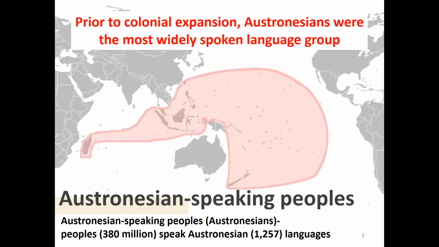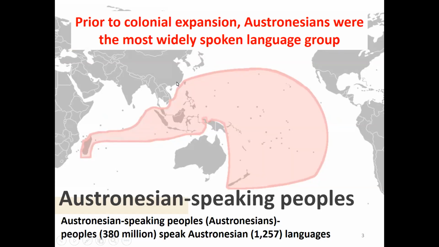Okay. And the first is, what is Austronesian? Prior to the colonial period, Austronesian was the most widely spoken language group. This figure shows the distribution of Austronesian-speaking people. They started from Madagascar, the Indian Ocean island on the west, to the east is Easter Island, or we would call Rapa Nui. The north limit of the language is from Taiwan to Hawaii, and the southern limit is New Zealand.